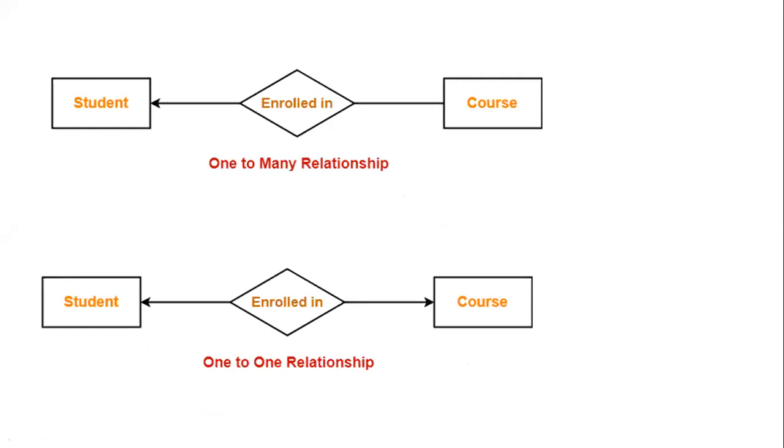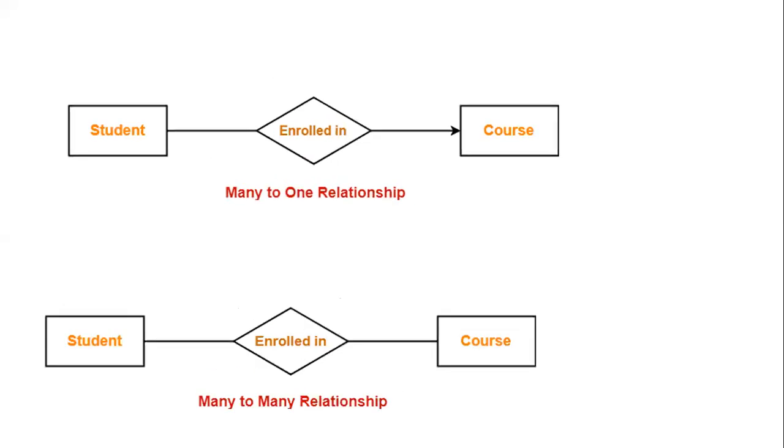First of all, one to many: one student selects only one course from all the courses. That means a number of courses are available, but a student can acquire only one course. At that time, a one to many relationship exists for enrollment. Okay, one to one relationship: there is only one course and one student acquires that one course, which is related to the one to one relationship.